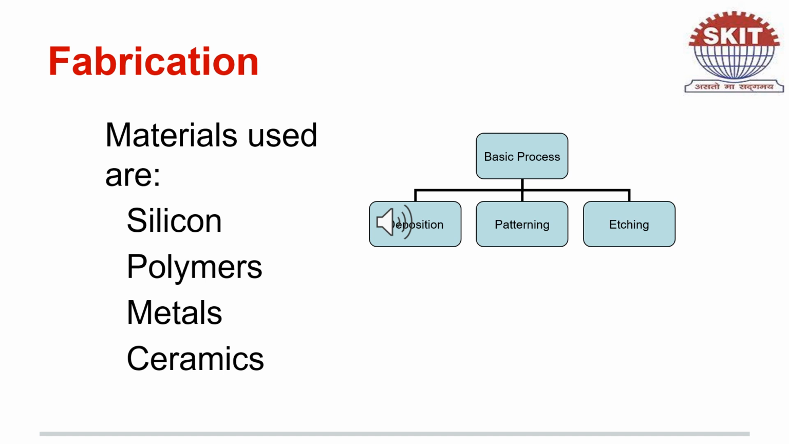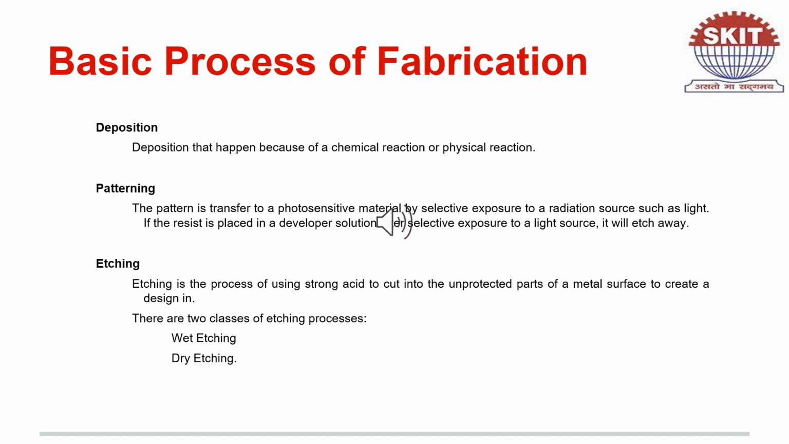The deposition includes depositing a material on the surface of a substrate, and the patterning includes the lithography process, and after the etching of unwanted material we can get our desired pattern. So now we'll discuss in detail.